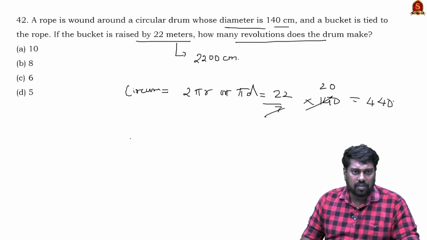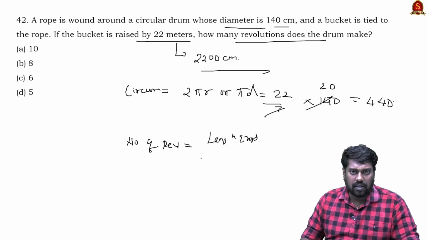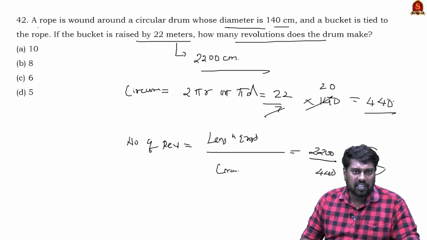So the number of revolutions will be the length of rope, which is 2200 centimeters, divided by the circumference. That is the formula for revolutions. Here we have 2200 as the length and 440 as the circumference, which we calculated from this particular value, and it will be 5. So totally 5 revolutions it is going to make, and the answer is very easy. So your answer is option D.